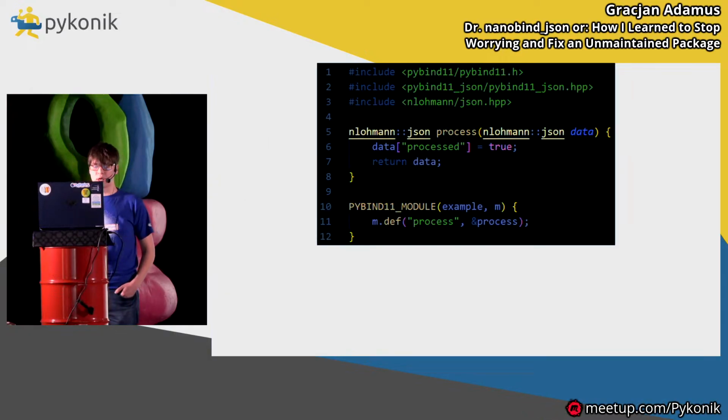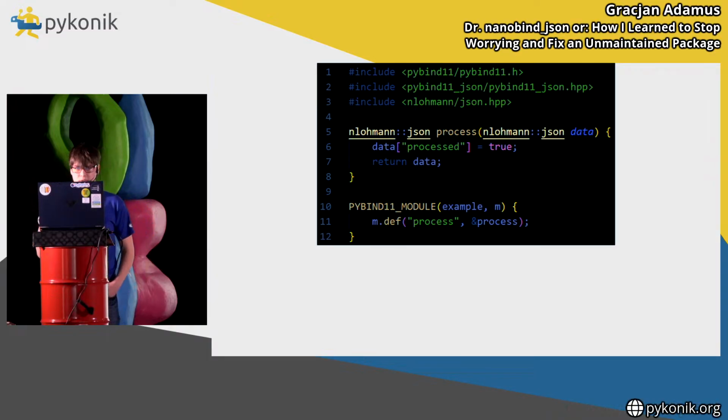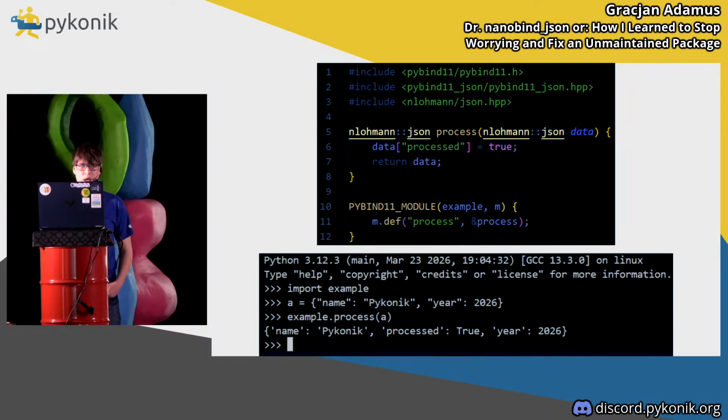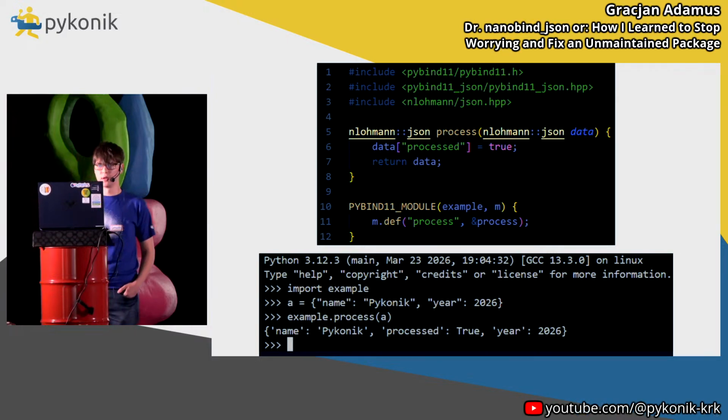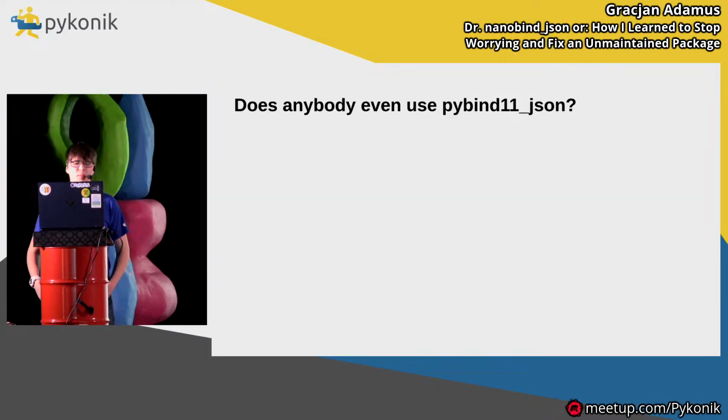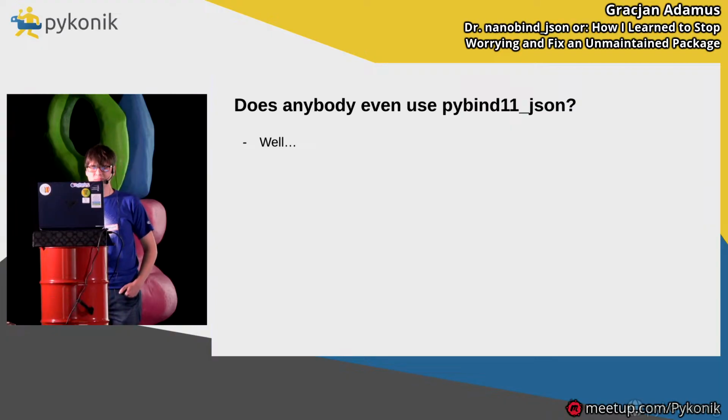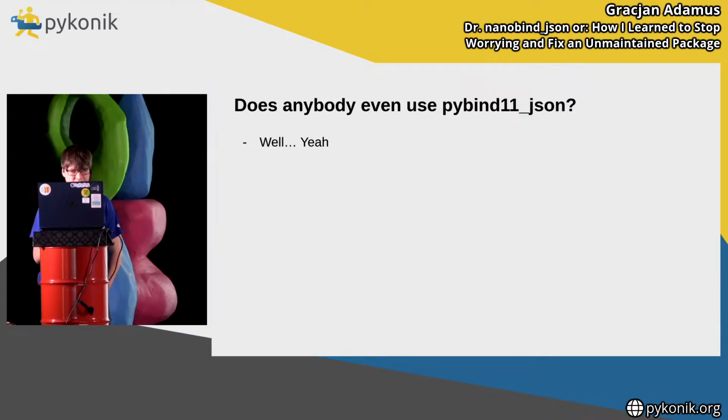We can have code like this, some function that processes a JSON, and just like in the previous example, we put it into the module, and it will work just like that. We don't need to add anything other than the pybind11_json header. And does anybody use pybind11_json? Well, some people, but it's certainly not as popular as PyBind11 by itself.